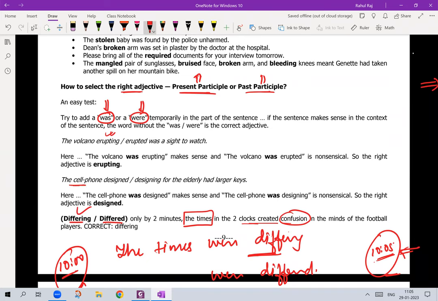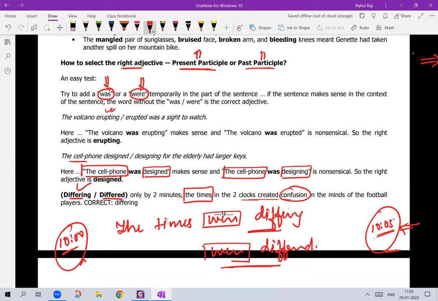Like imagine, "the cell phone was designed." This makes sense, right? Yes. When you say "the cell phone was designing," does it make sense? Okay. So here I put "the times were differing." This makes 100% sense. But do you feel "the times were deferred" makes sense at all? No, I am asking between the two statements. One is "the times were differing." The other is "the times deferred." Which is more correct?